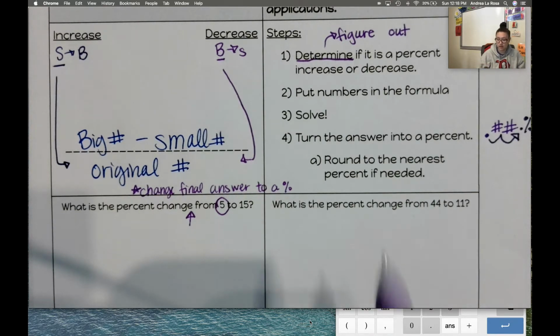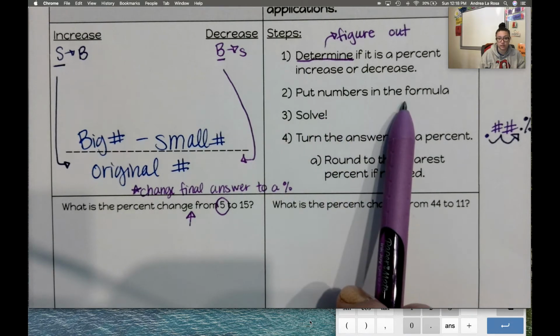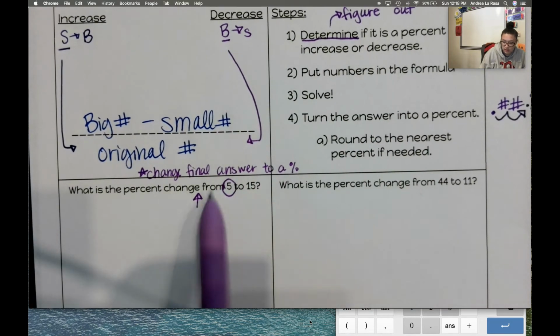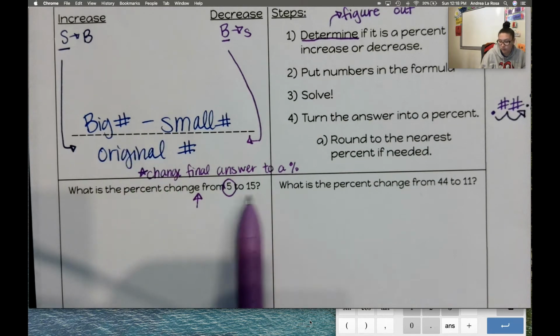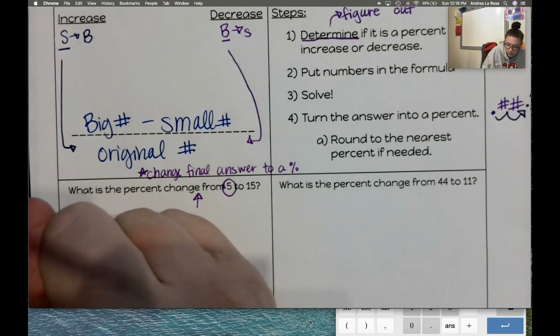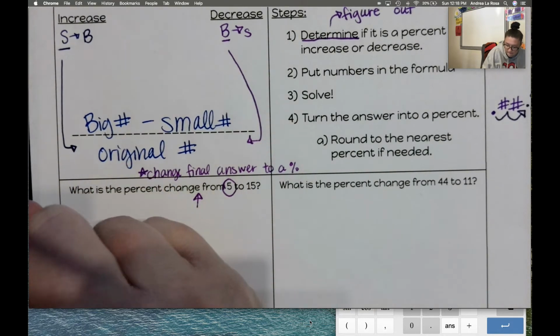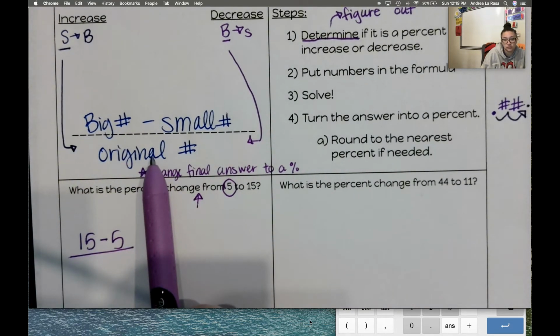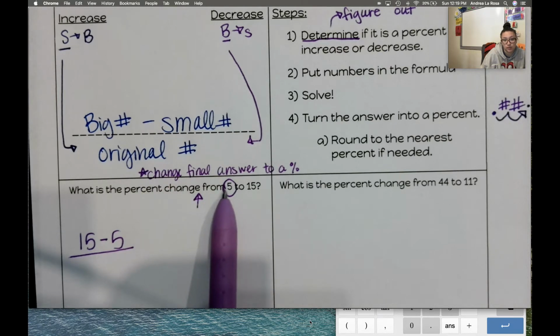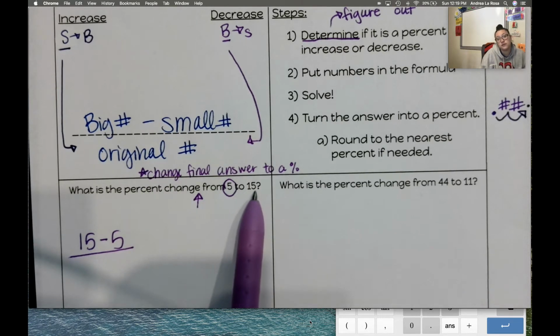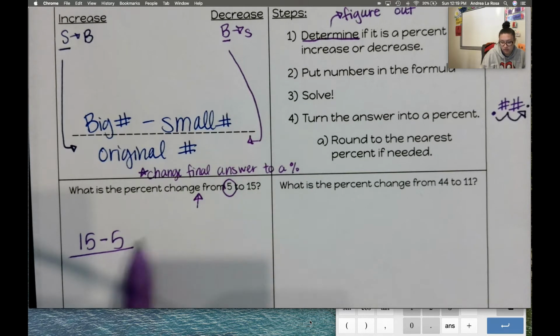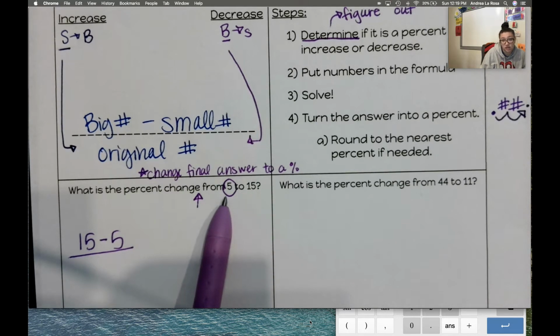Now that we've done that, we can put our numbers in our formula. So I need big minus small over original. What number is bigger, 5 or 15? 15. So I need to do 15 minus 5 over my original, which we said it went from 5 to 15. So that means that my original number, I started with 5.